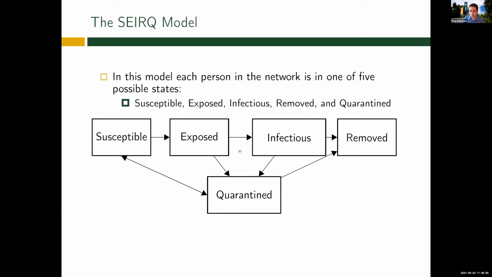So basically our testing strategies test anyone in this network and you have some chance of testing positive if you're exposed or infectious, again based off of research on these tests. And then you can move to quarantine. An important part of this is that we assume a perfect quarantine, meaning that they're completely removed from the simulation, so no contacts can possibly happen.